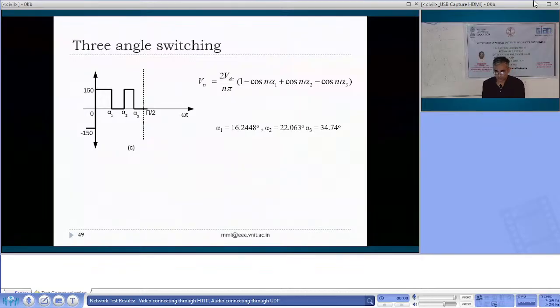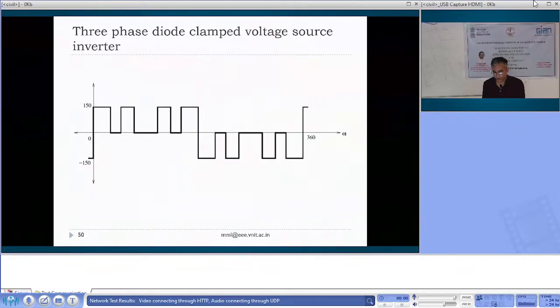So you can solve for any waveform, because you can produce a 0 voltage. If it is a 3-level inverter, you can produce a 0 voltage. In that case, again, your angles can be changed for getting different values of fundamental. So this is for the 3-level inverter. 3-level means you are having the 0 level also.